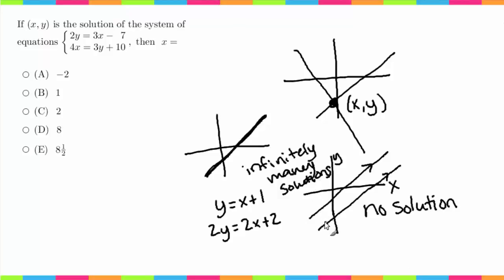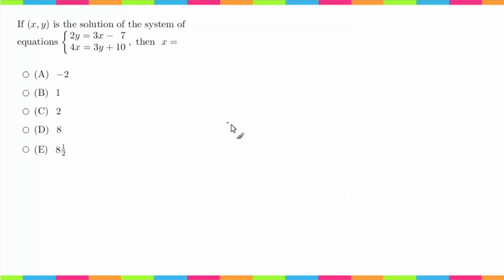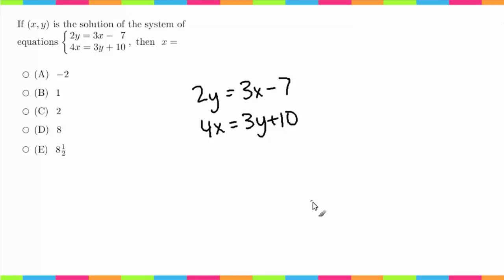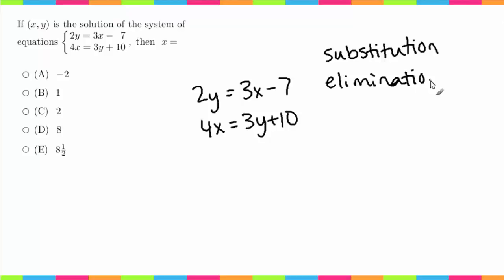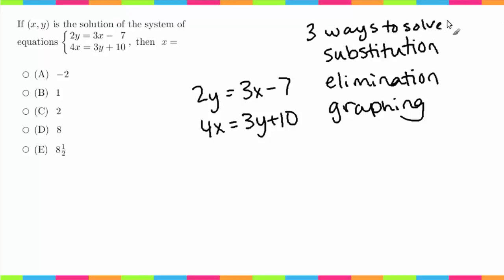So now let's talk about how to solve these. Let me clear the screen really quick. Okay, so now let's say we have 2y = 3x - 7 and 4x = 3y + 10. There are three different ways to solve this. We can use substitution, which is where we solve one equation for, let's say, y and plug it in. We can use elimination, or we can use graphing. So these are the three ways to solve. In this case, I'm going to pick to use substitution.